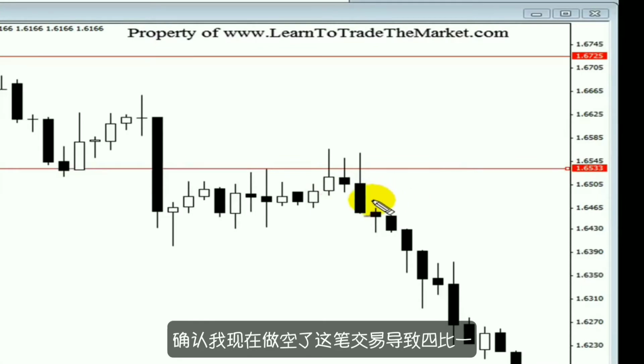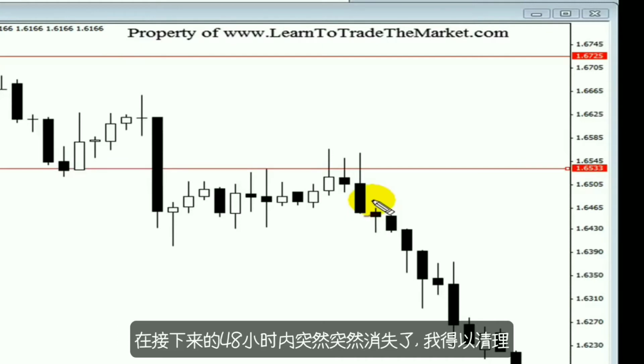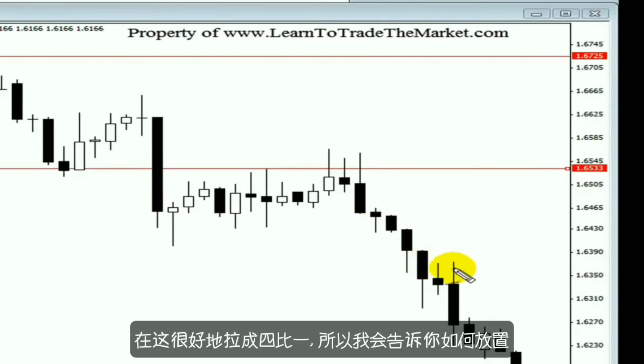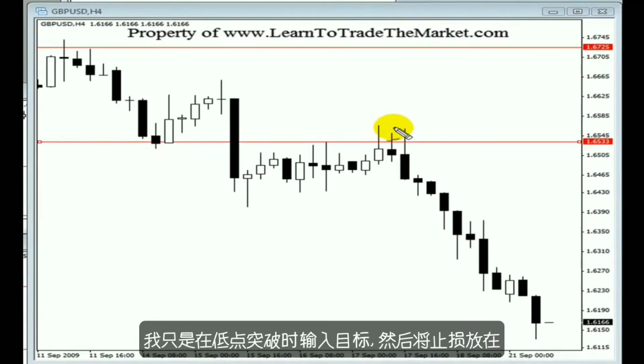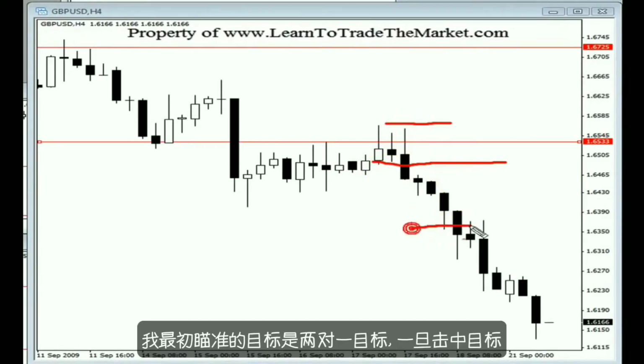Now this trade resulted in a 4-to-1 profit. Initially I was aiming only for 2-to-1, okay, but because this market really broke away quite suddenly over the next 48 hours, I was able to clean up on this and actually pulled in 4-to-1. So I'll show you how I place my stop and target. I simply entered on the break of the low there. I placed the stop above the high, and I aimed initially for a 2-to-1 target.